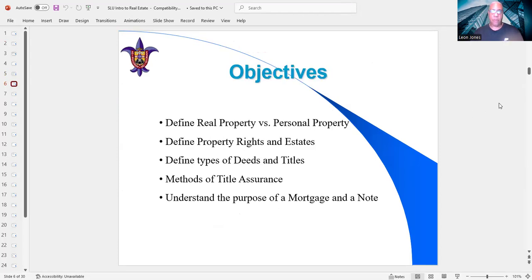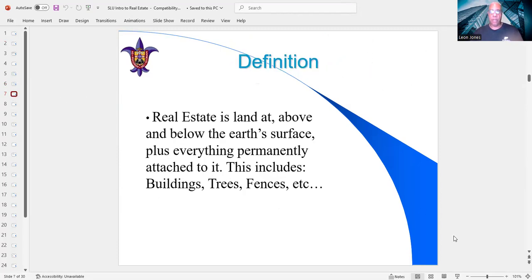Objectives: define real property versus personal property. Define property rights and estates. Define types of deeds and titles. Methods of title insurance. Understand the purpose of a mortgage and a note. Definition: again, real estate is land at, above, and below the Earth's surface, plus everything permanently attached to it. This includes buildings, trees, fences, etc.